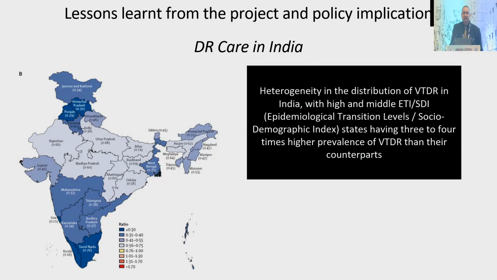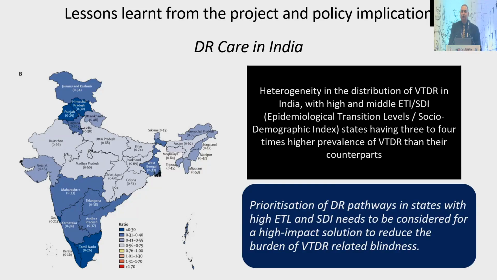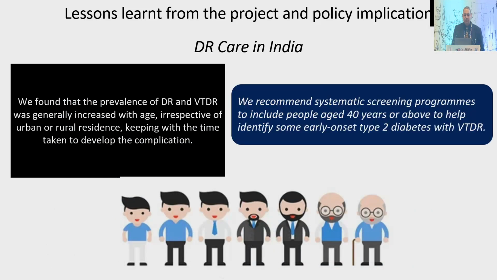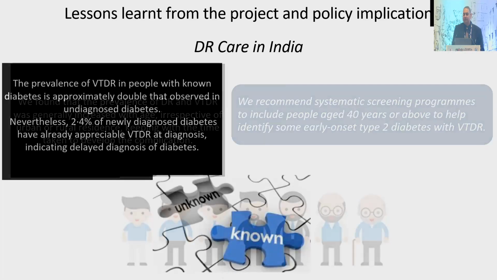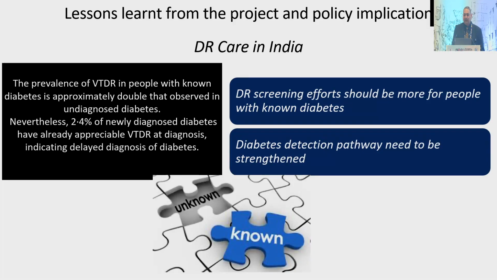There is heterogeneity in distribution, so definitely we need to prioritize the diabetic retinopathy pathways in the states, again differentiating between high epidemiological transition zones and the lower ones. It is both urban and rural. People more than 40 years should be screened for diabetic retinopathy. It is more common in people with known diabetes. As I told you, it's only 6% prevalence in the newly diagnosed. So if we target screening at people who already have diabetes, I think that will go a long way.